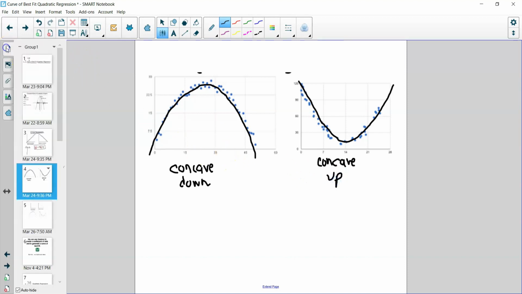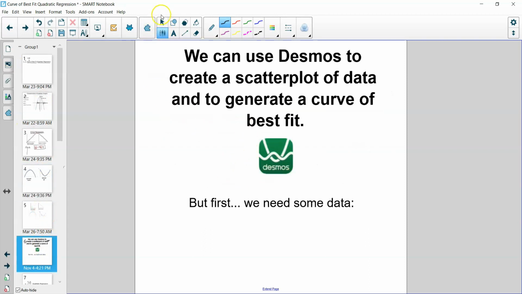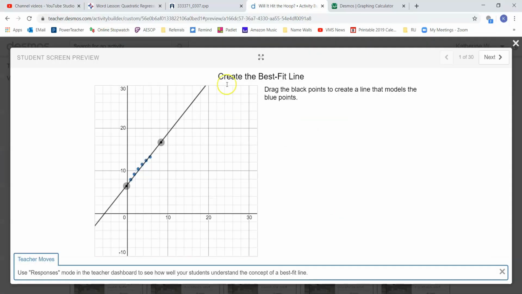Now, you might be asking yourself, why would I ever need to see data that looks like this? Well, I'm going to show you, using Desmos, how we can create the scatter plot of data and generate a curve of best fit. But first we need some data. Flip over here to this activity.